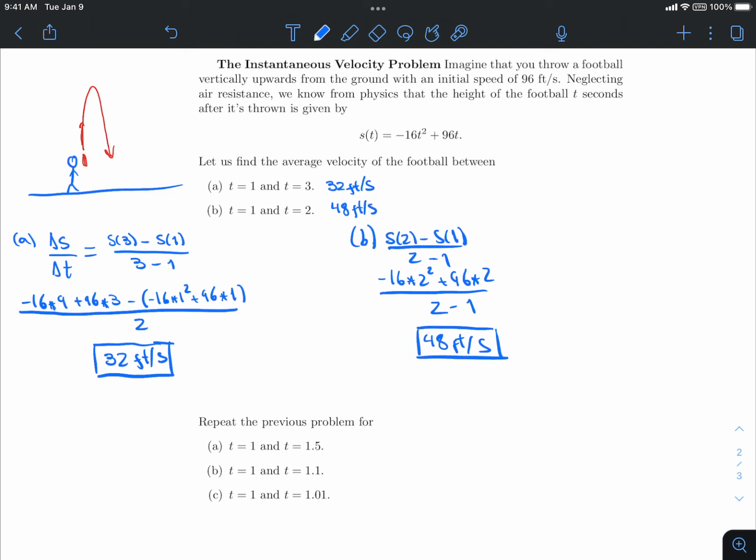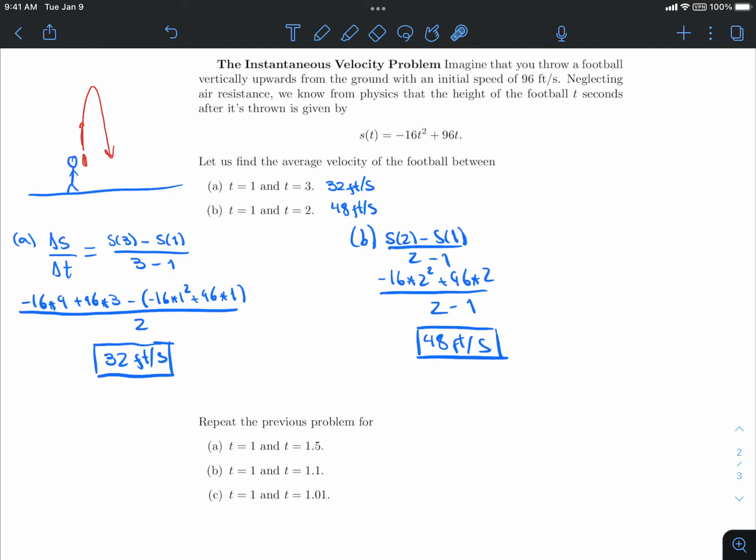As you change the interval, of course, the average velocity changes. Same idea: if the ball had kept a constant velocity throughout this 1 second from t equals 1 to t equals 2, that constant velocity of 48 would take the ball to the same place that its actual velocity took it, right?